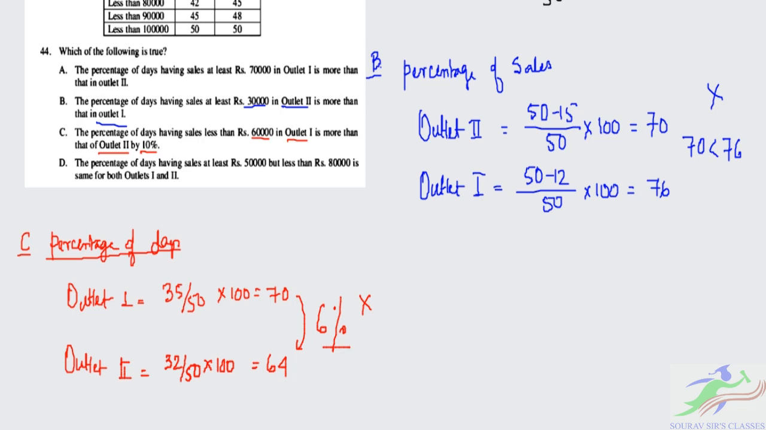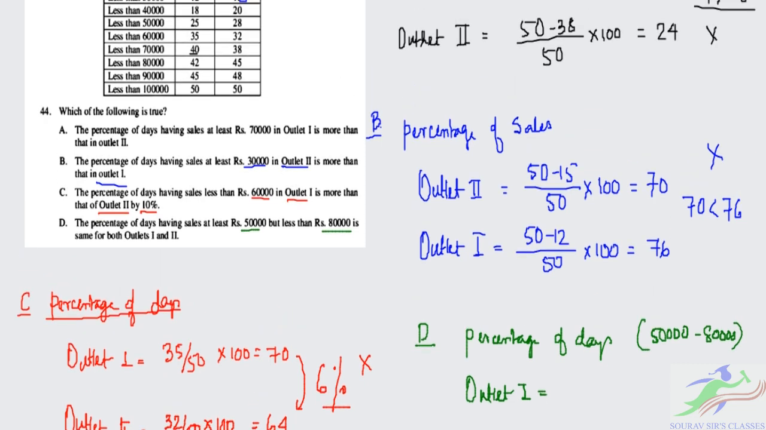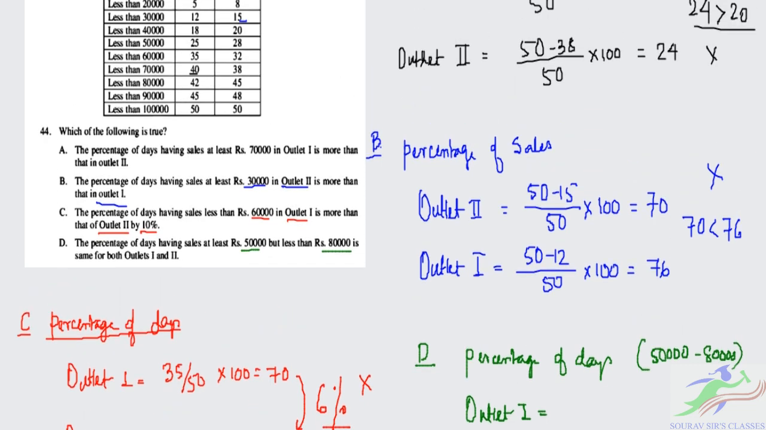So let's check with the last option, that is option D. It is given the percentage of days having sales at least 50,000 but less than 80,000 is the same for both outlet 1 and outlet 2. So the percentage of days in the range of 50,000 to 80,000, the same for both outlets. So first of all we will find it for outlet 1. So outlet 1 is going to be 50 to 80. So 28, 45 for 2 and 42 minus 25.